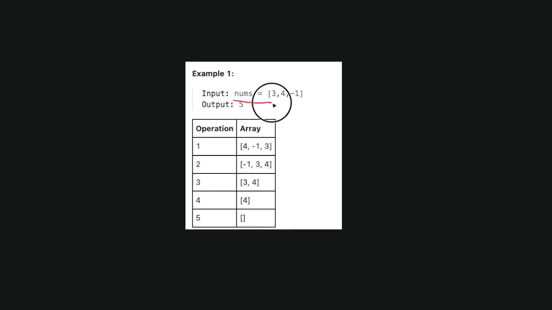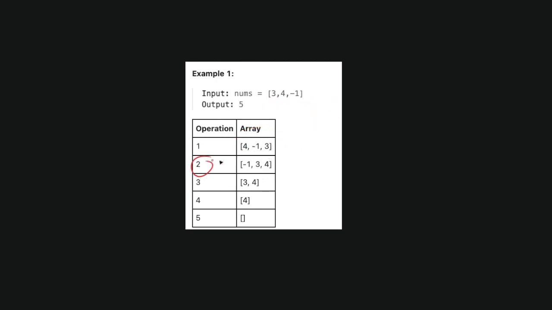The input is 3, 4, -1. And the answer is 5. Let's see how that comes from. For the first operation, we move 3 to the end because 3 is not the minimum. -1 is the minimum. That's why we cannot just remove 3. That's why we have to move 3 to the end, and that's why it becomes 4, -1, 3.